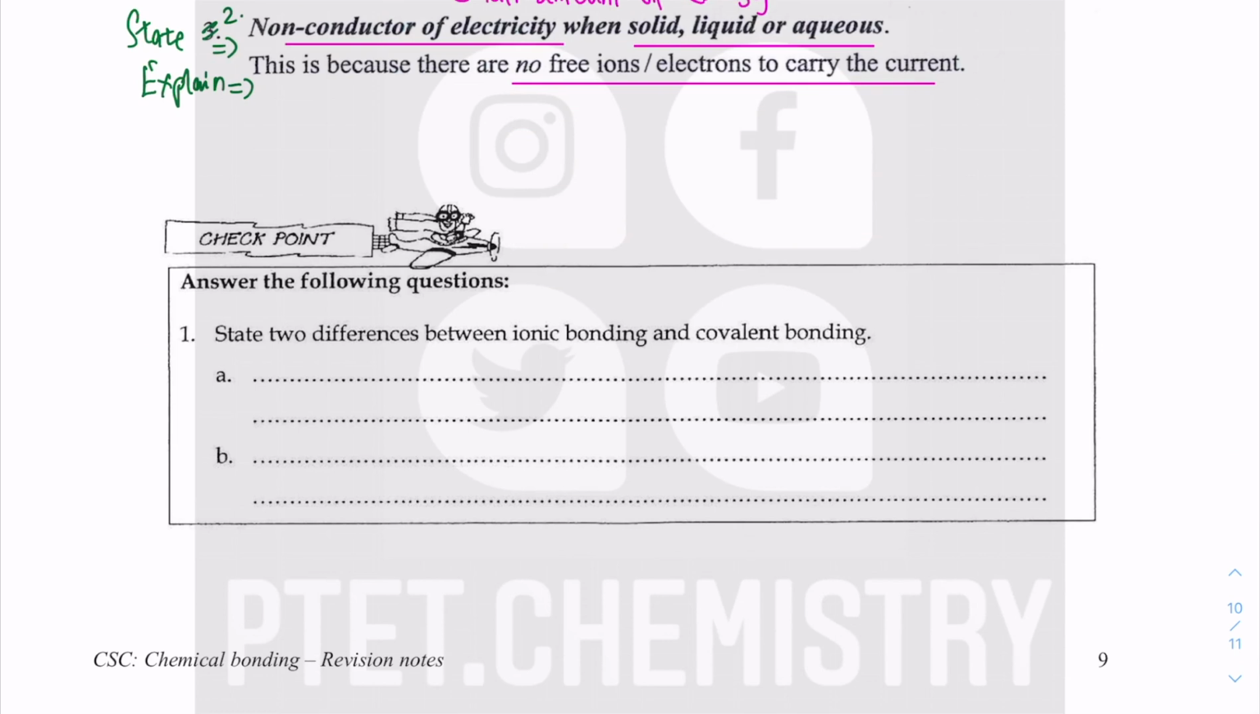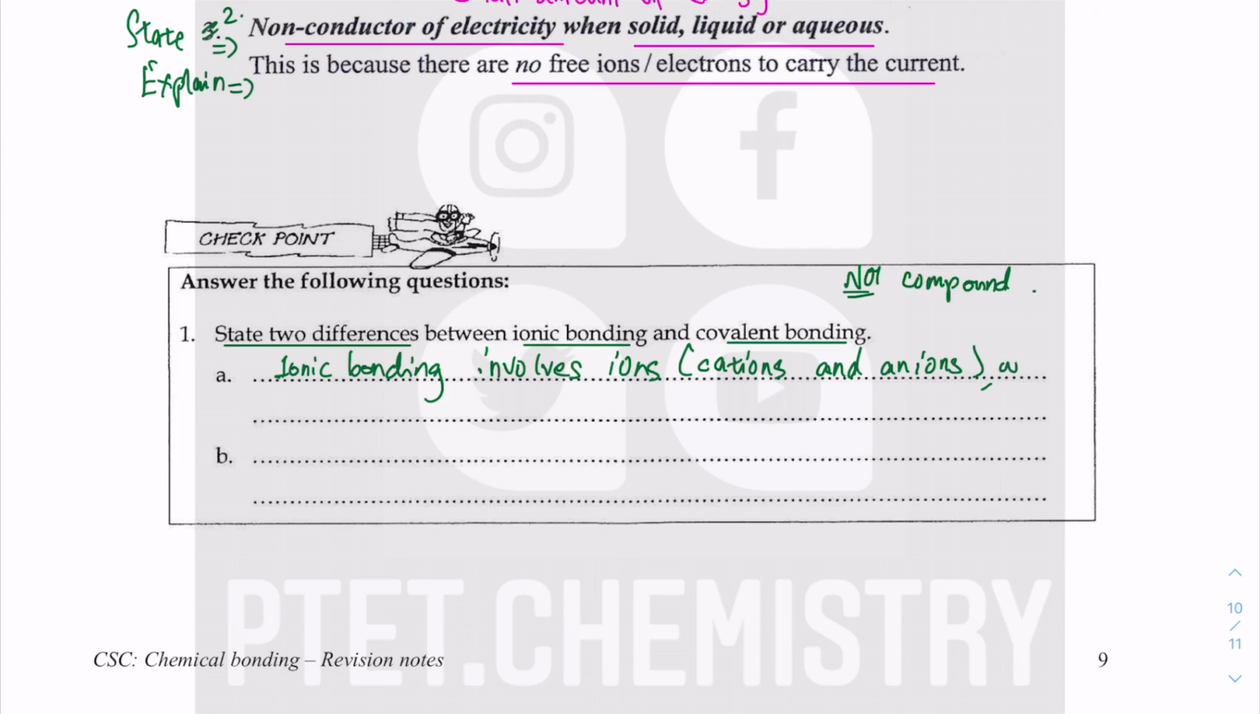This last bit of this lecture tutorial is stating two differences between ionic bonding and covalent bonding. They are not asking about compounds, they're asking about bonding. All right. So ionic bonding involves ions, which are cations, meaning positive ions, and anions, which are negatively charged ions. Whereas covalent bonding does not involve ions, it only involves atoms.